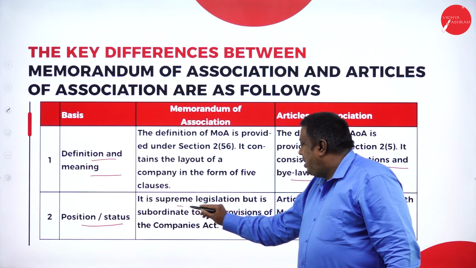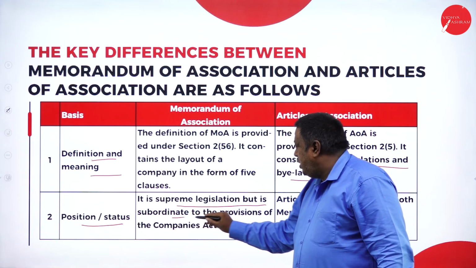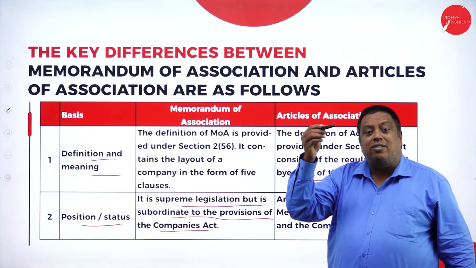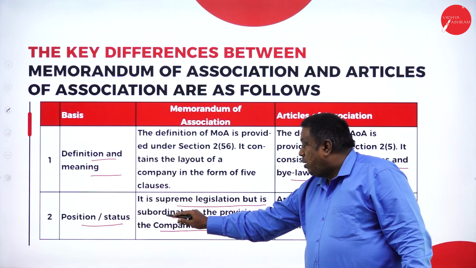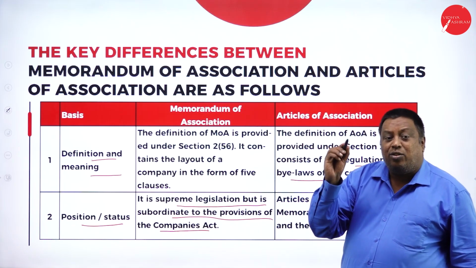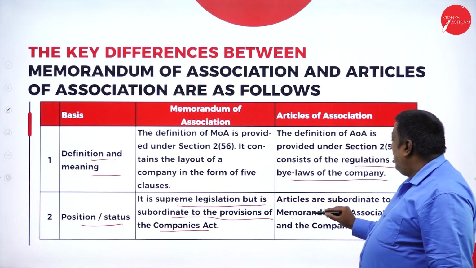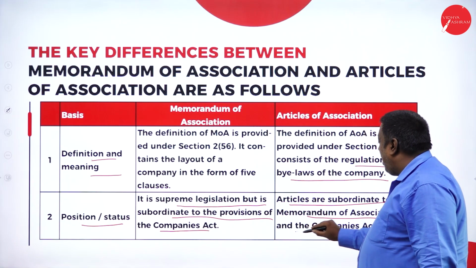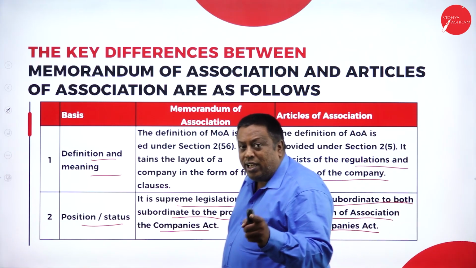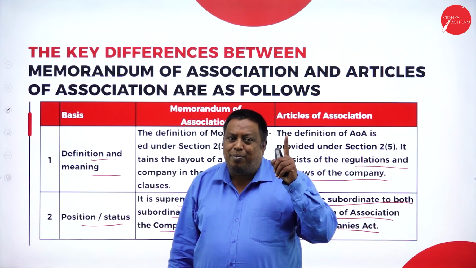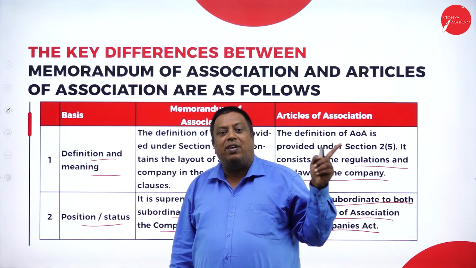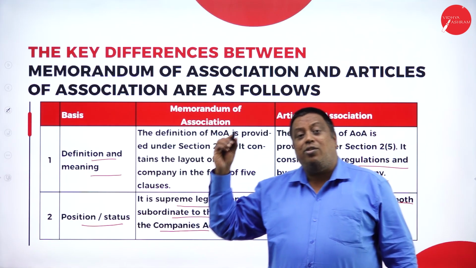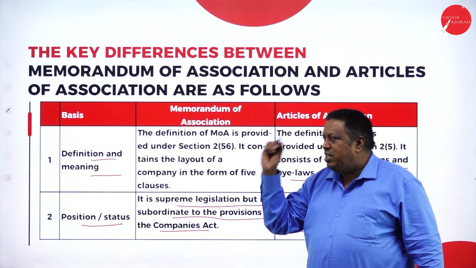MOA is a supreme legislation, but it is subordinate to the provisions of the Companies Act. For the Companies Act 2013, it is subordinate to the provisions of the Companies Act 2013. Whereas AOA is subordinate to both MOA and the Companies Act. So AOA is subordinate to both the Companies Act 2013's provisions as well as MOA. But MOA is only subordinate to the provisions of Companies Act 2013.